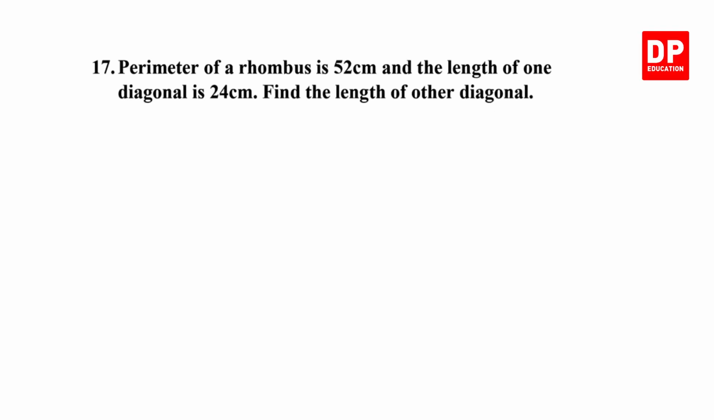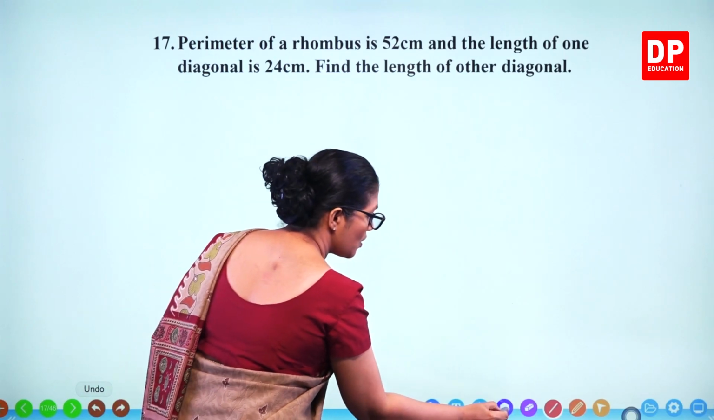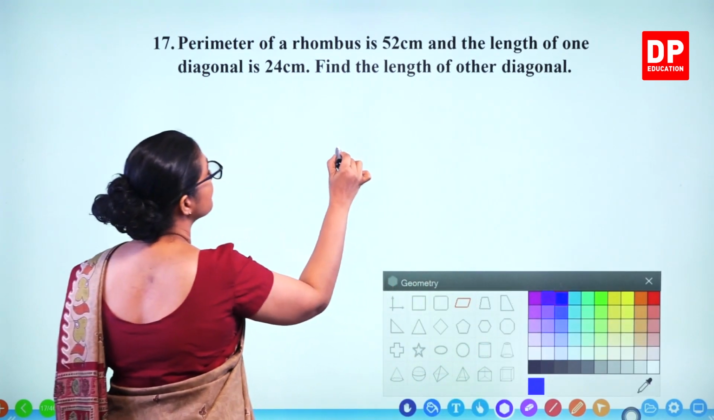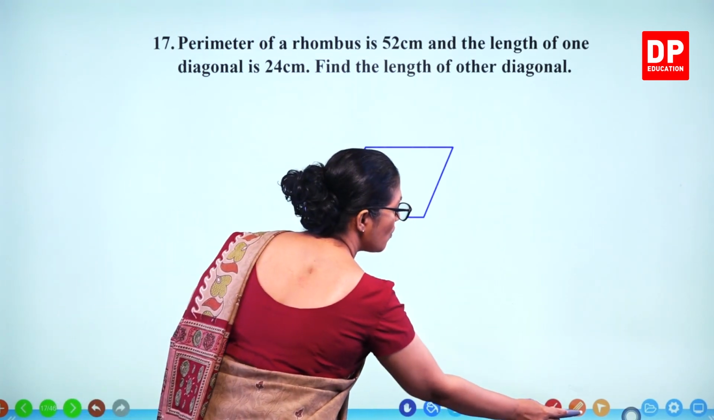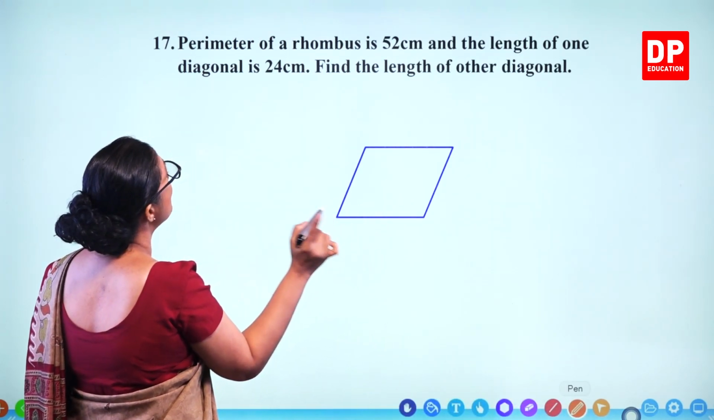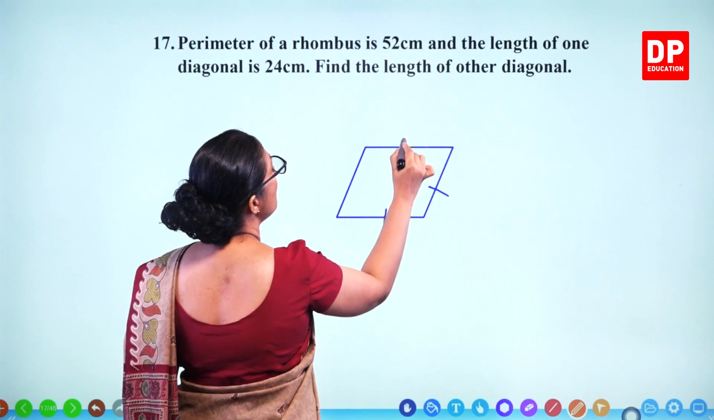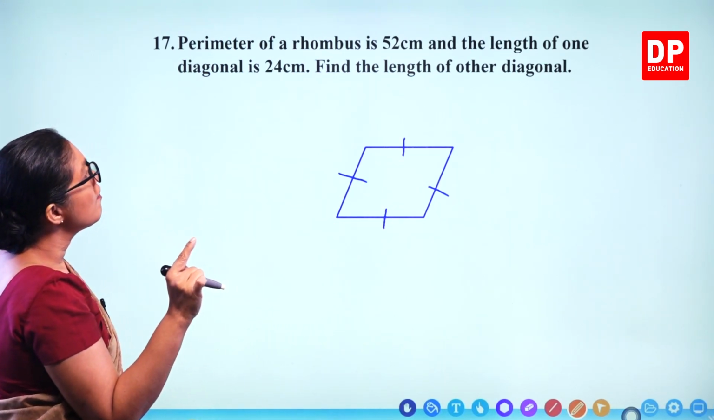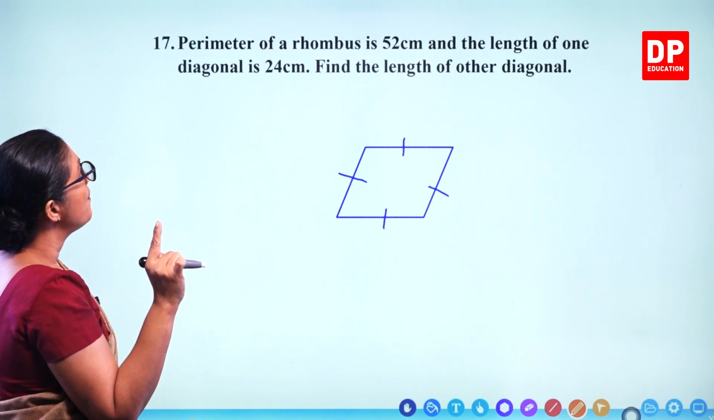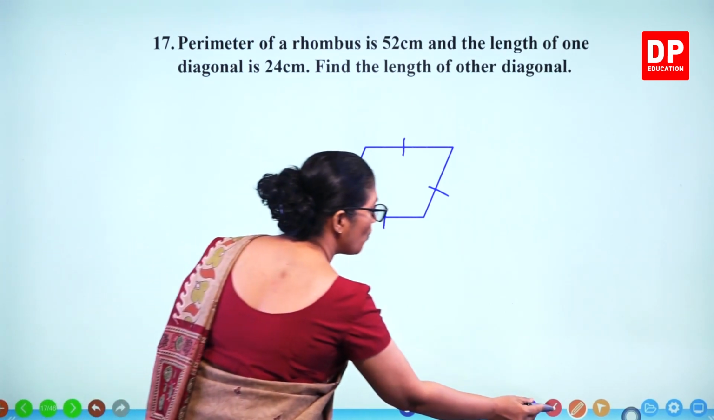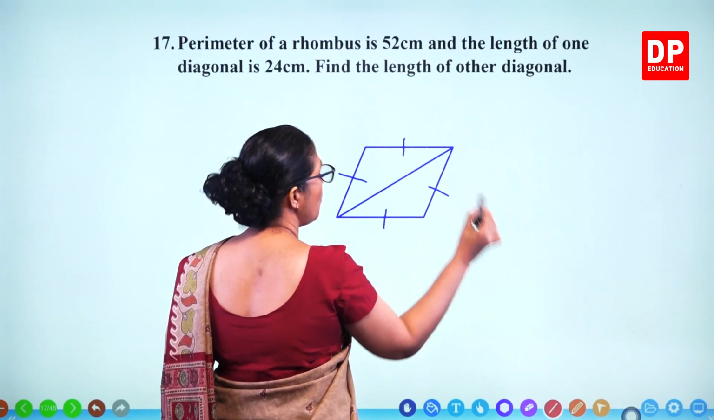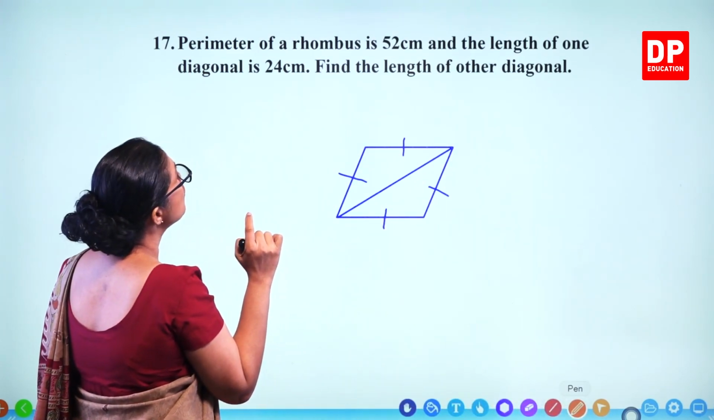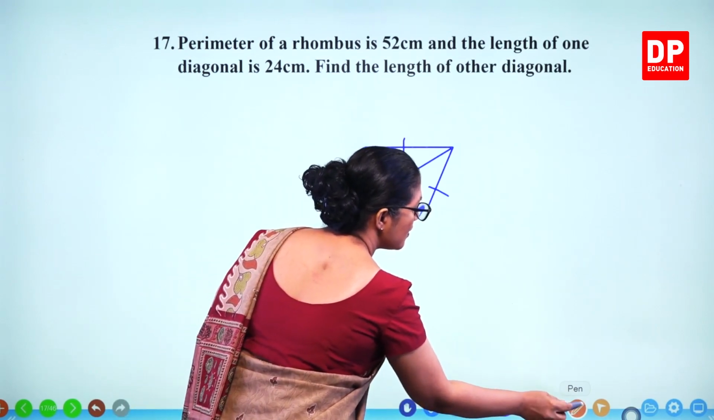Question number 17. Perimeter of a rhombus is 52 centimeters and the length of one diagonal is 24. Find the length of the other diagonal. So we'll draw it and see. In this one, all sides are equal. Perimeter is 52. When you divide by 4, you get one side. The length of one diagonal is 24. So we'll take this is 24. And you need to find out the other diagonal.